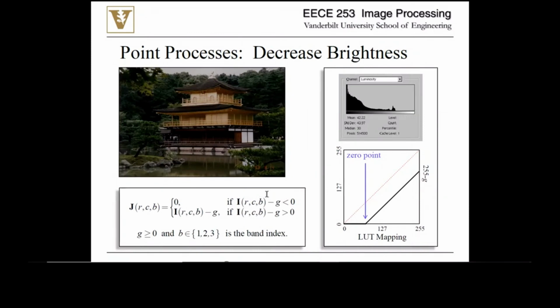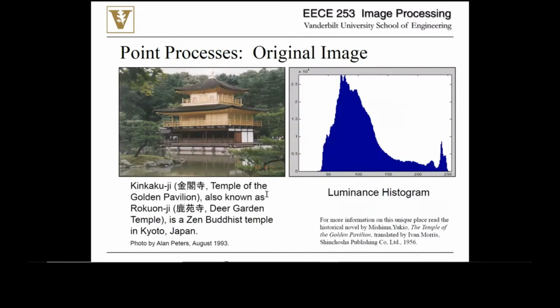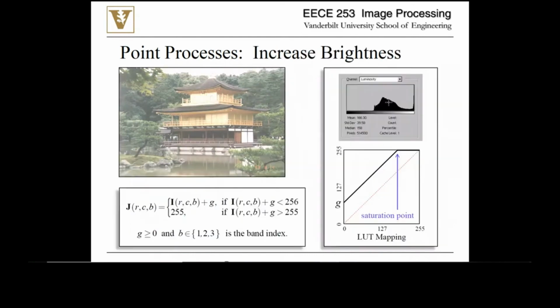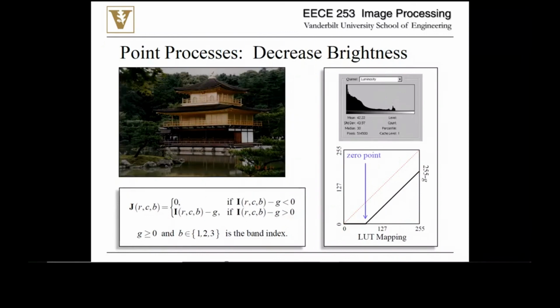So just to have a look at how the images look like. You can see the original image and the corresponding histogram, and then with decreased brightness, you can see that now the image looks darker generally. And now the histogram has shifted down towards 0, and we have this peak at 0 that is the saturation imposed by this part.